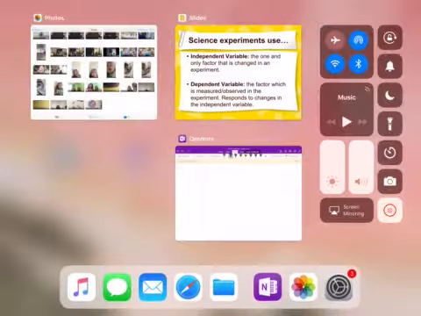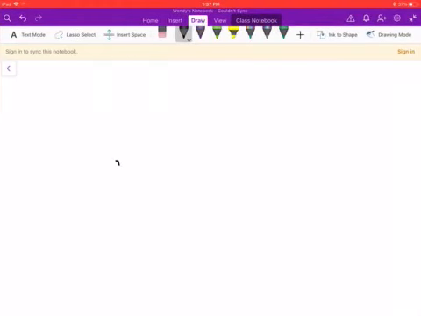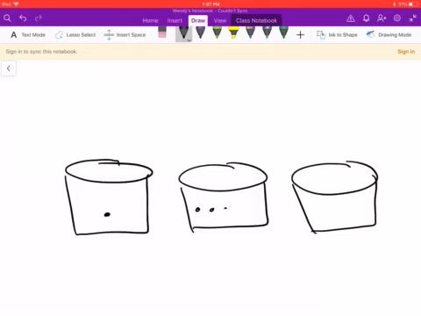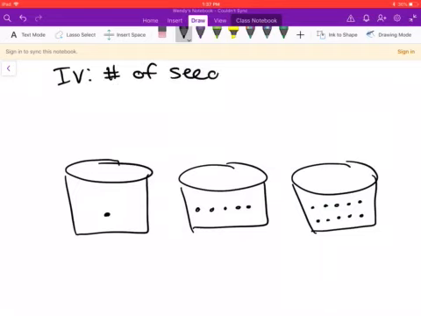So for example, let's say that I have 3 flower pots. In the first flower pot, I plant 1 seed. In the second, I plant 5 seeds. And the third, I plant 10 seeds. My independent variable in this experiment is the number of seeds, because that is what I am changing in each of my flower pots. My dependent variable is what I'm going to measure.